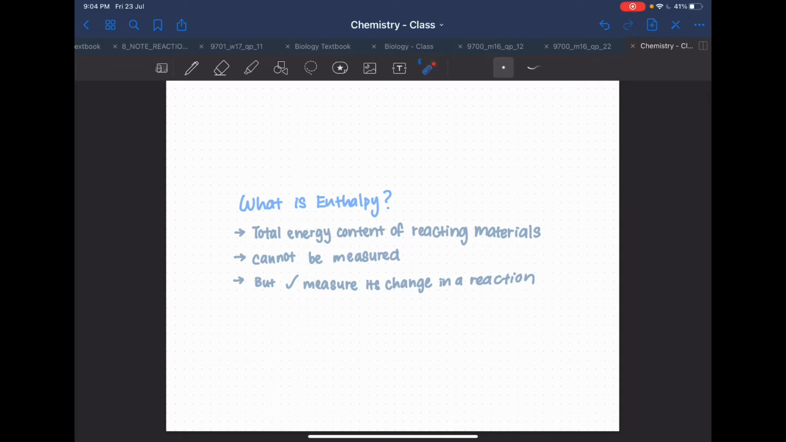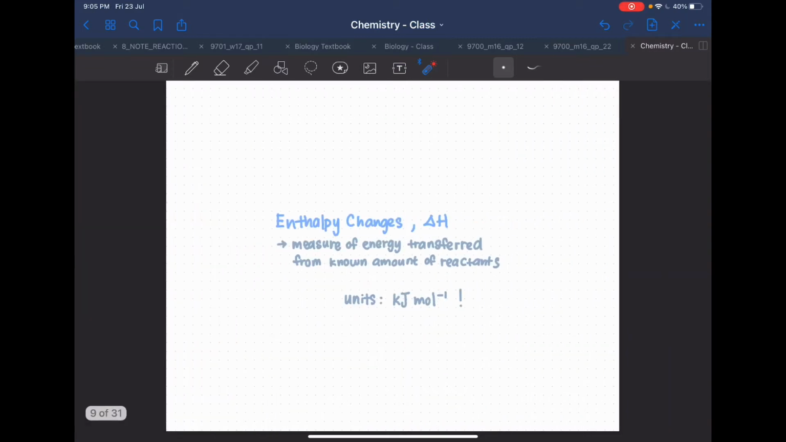So when a chemical reaction is occurring in a system, we cannot possibly measure the energy present in that reaction. But what we can measure is the change of energy from chemical energy to heat energy as the reactants react to form products and heat energy is given out. So we can measure the change in terms of that. So enthalpy change is symbolized with delta H, and it is the measure of energy transferred from a known amount of reactants, which is measured in units of kilojoules per mole.